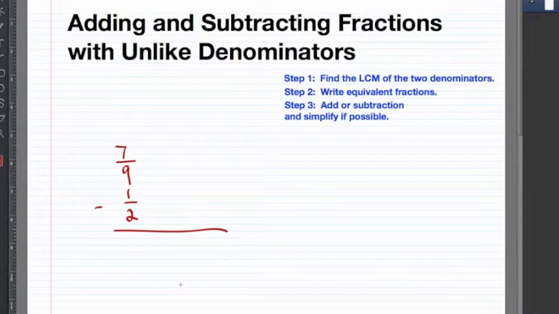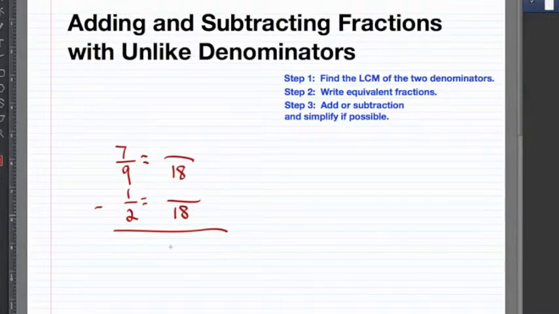So for this example, I have 7/9 minus 1/2. There's no difference in how I'm going to do this problem, with the exception of the fact that this time I'm going to subtract. All right, so step one, I have to find the least common multiple. So the least common multiple of 9 and 2 is 18.